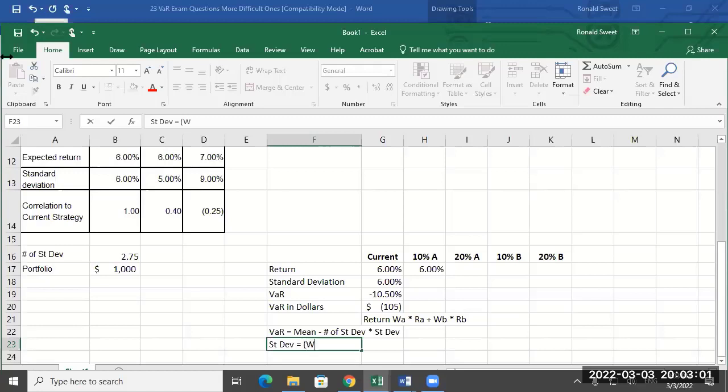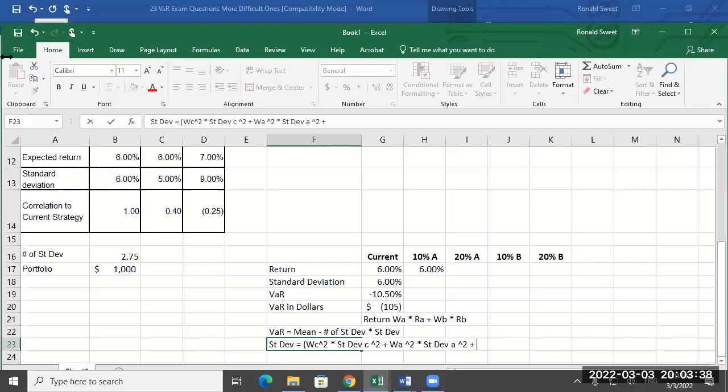Let me give you the start. Weight of A squared. Does that help? No? All right. Man, I'm going to have nightmares this weekend. And here by A, I mean the current. I'll use C for current. Weight of C squared times standard deviation of C squared, plus the weight of A squared times standard deviation of A squared.